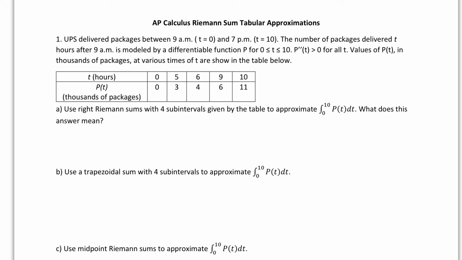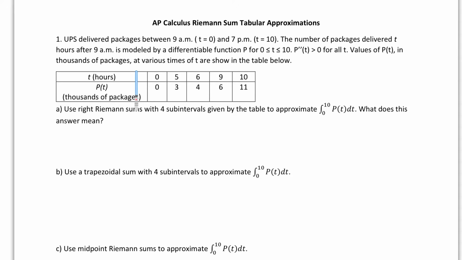The first one says, UPS delivers packages between 9 a.m. and 7 p.m. At 9 a.m., we're going to assume that's the starting, we'll call it t equals 0. And 7, we'll say that that's 10 hours later, so we'll call that t equals 10. The number of packages delivered t hours after 9 a.m. is modeled by a differentiable function, p, for which t is in between 0 and 10, and p double prime of t is greater than 0 for all t.